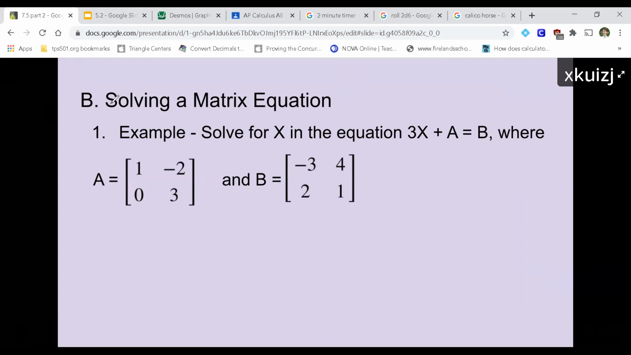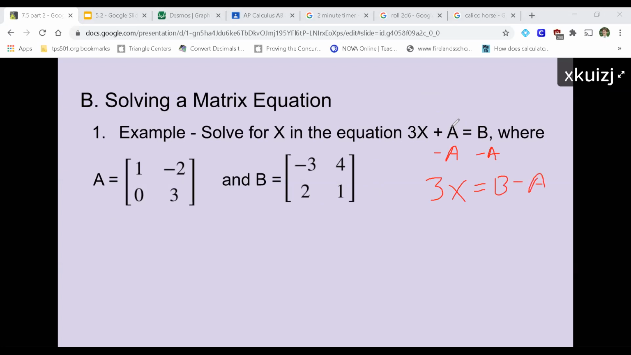Okay, so subpoint B. How do you solve a matrix equation? It's actually not too bad. So let's say I have this equation where X, A, and B are all matrices, and I want to solve it for X. I know what matrix A and matrix B is. I need to get X by itself so I can figure out what it is. And it works almost exactly how you think it would. If I want to get rid of the plus A, what do I do instead? Subtract. So I get 3X is equal to B minus A.